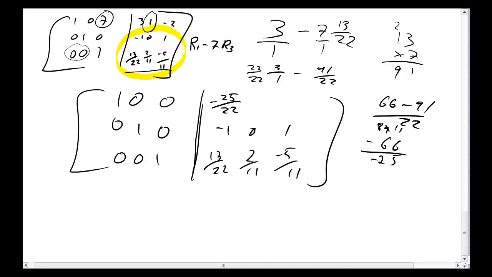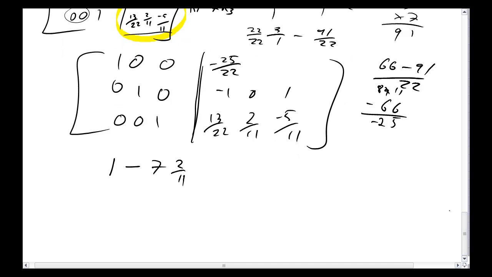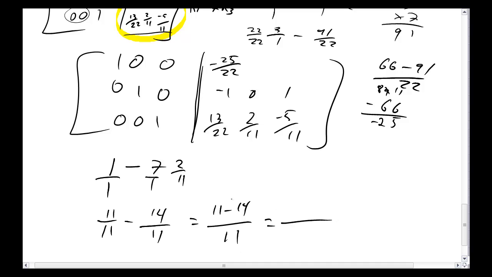Next, I've got a 1 here. So I've got 1 minus 7 times 2 over 11. Again, that's the same as 1 over 1 and 7 over 1, which means I've got 1 over 1 minus 14 over 11. So I've got 11 minus 14 over 11. This is just fraction addition, common denominators, multiplication, that sort of business. 11 minus 14 leaves me with negative 3. So I get negative 3 over 11.